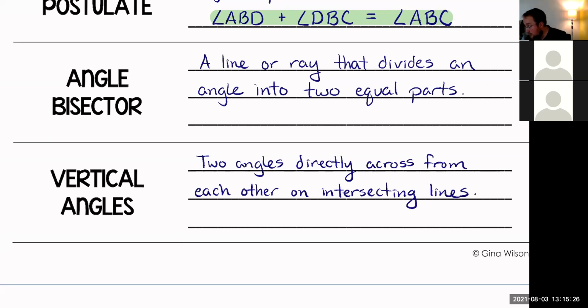Now, here's the really important rule. This is just accepted as fact. Vertical angles are always congruent. Meaning, if you can prove or clearly spot that two angles are indeed vertical, you can then claim that they must therefore be congruent, meaning they have the same measurement.